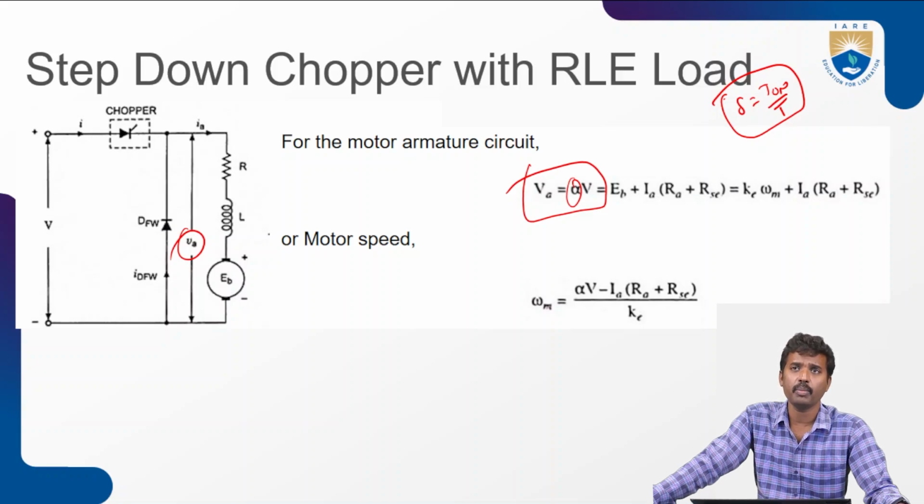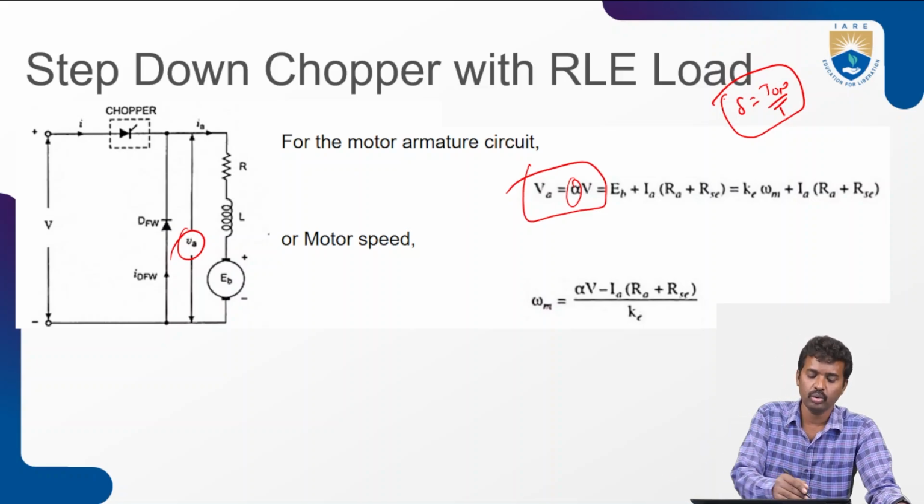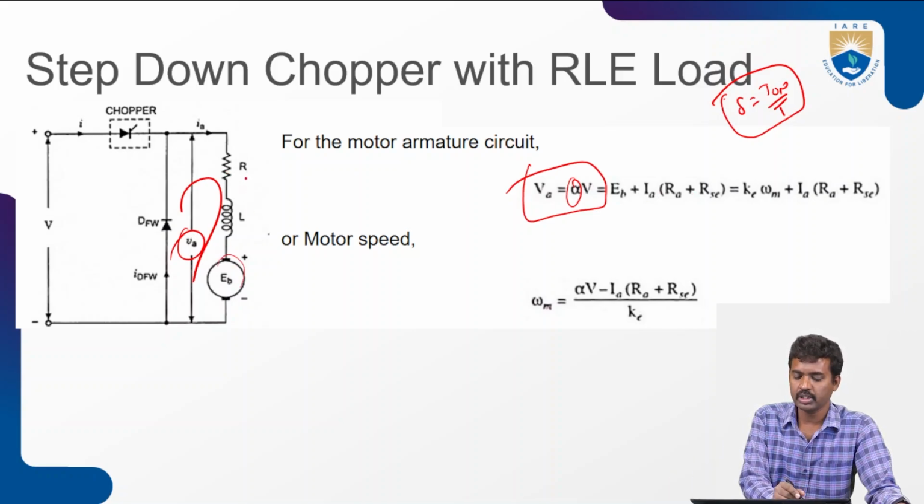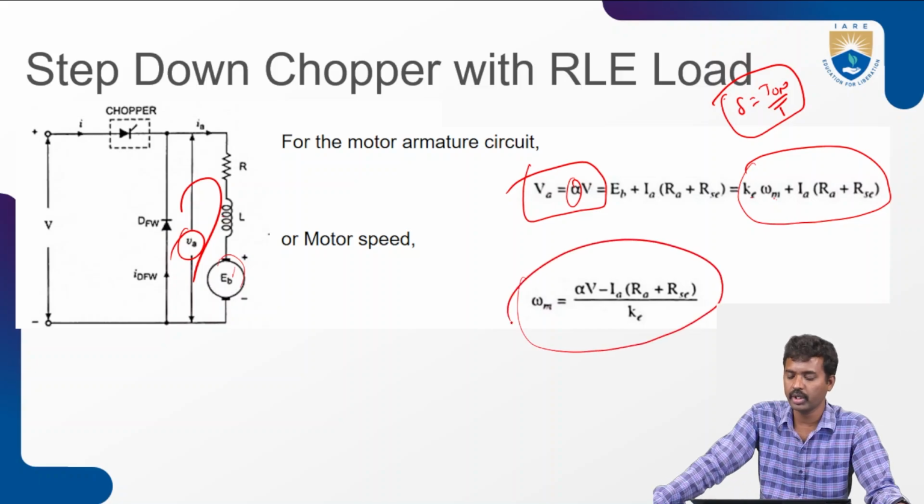Now if you apply KVL in this loop, EB plus IA RA plus IA into the series R, and this is the case for KE into omega, where omega equals omega m, equals alpha V minus IA RA plus IA R series by KE.